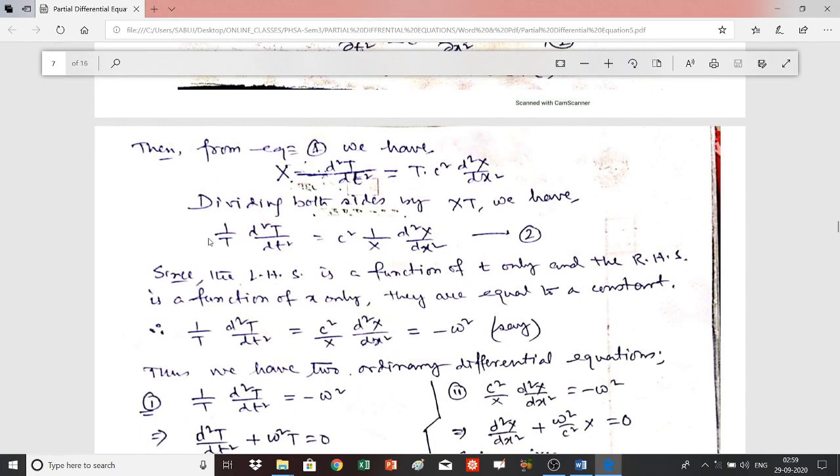In this case also the same thing has happened, that is, this term is independent of x, so it is constant with respect to x, and this term is independent of t, so it is also constant with respect to t. So both of these are constant, which is taken as minus omega squared. So the partial differential equation will give you two ordinary differential equations. One is (1/T) d²T/dt², that is equal to (c²/X) d²X/dx², that is equal to minus omega squared.